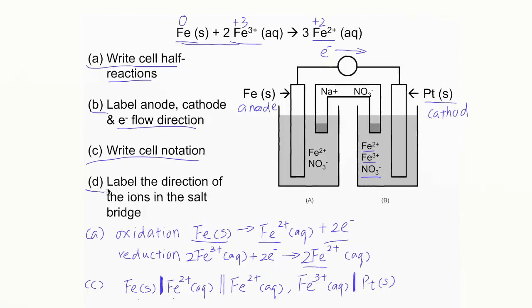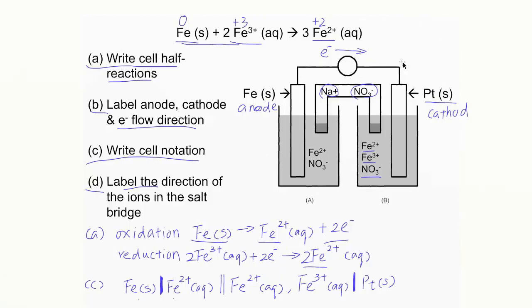Last question D, label the direction of the ions in the salt bridge. When you look at this salt bridge, you have two ions, sodium cation and nitrate anion. Nitrate anion has a negative charge. And when you look at this electron flow, it goes from your left side to right side.